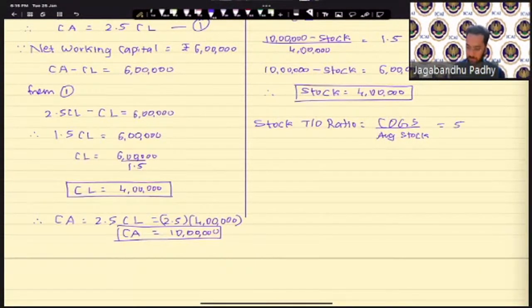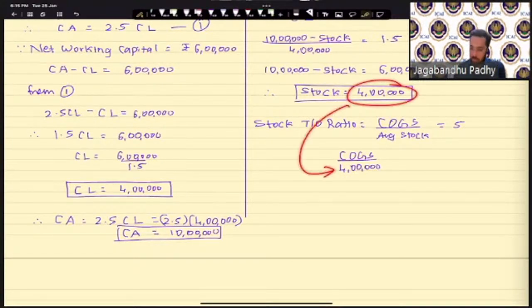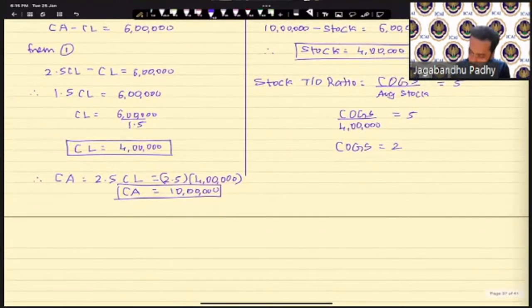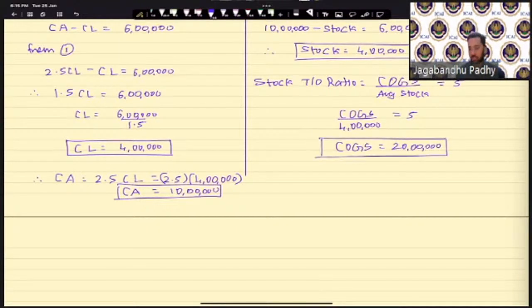So COGS divided by the stock of 4 lakh, the same stock of 4 lakh taken over here, gives us 5. COGS therefore amounts to 20 lakhs. COGS, cost of goods sold, is 20 lakhs.